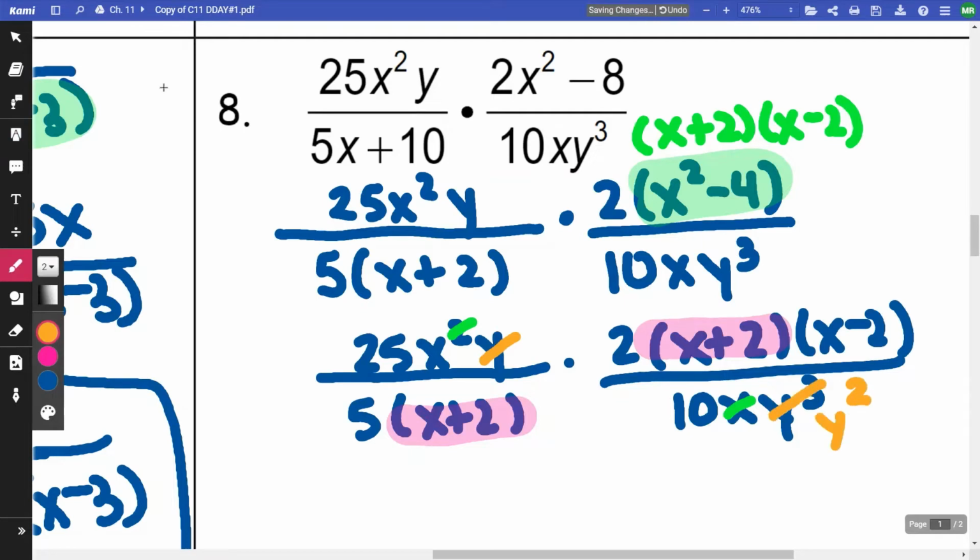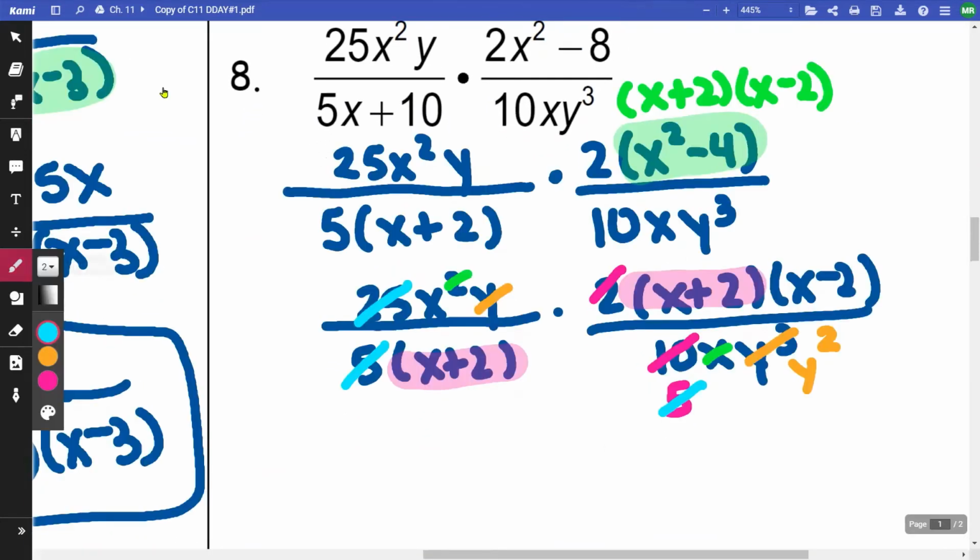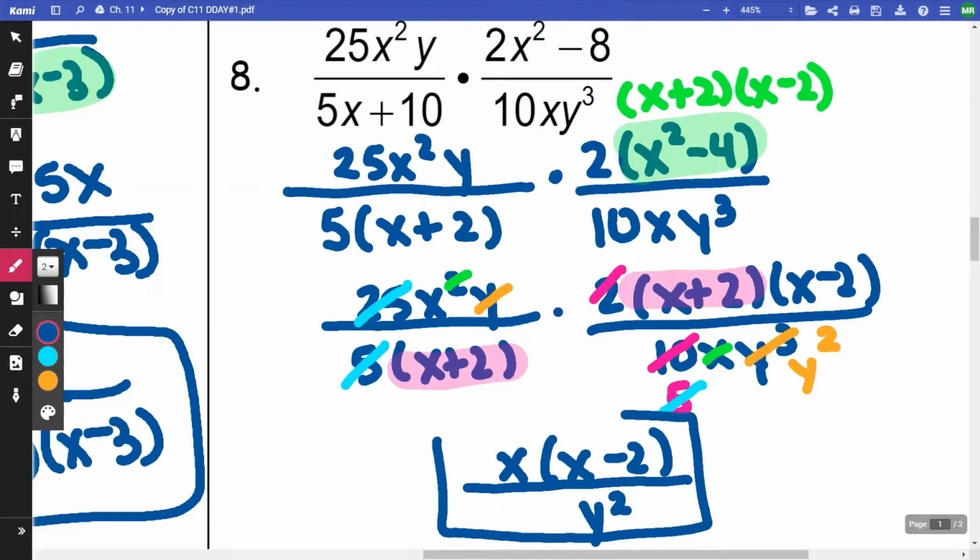Okay. I can also simplify. 2 goes into 10 5 times. And I can simplify further. I have a 5 and a 5 that go into this 25. So I am going to have, as my final result, on top, an x and an x minus 2. And on bottom, I'm going to have a y squared. And that is my answer.